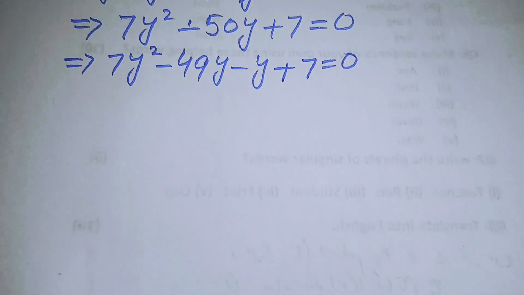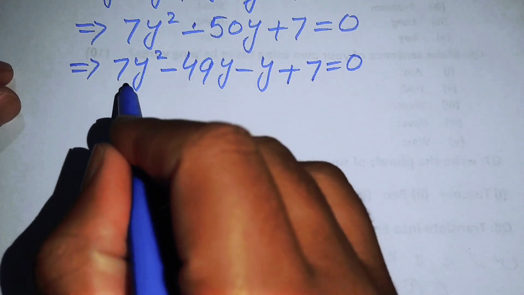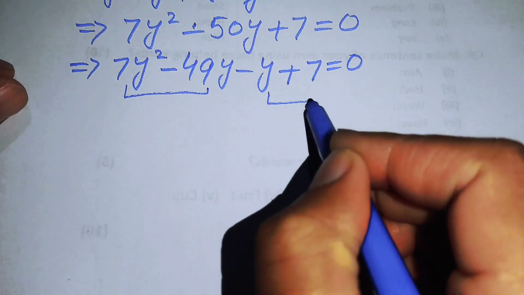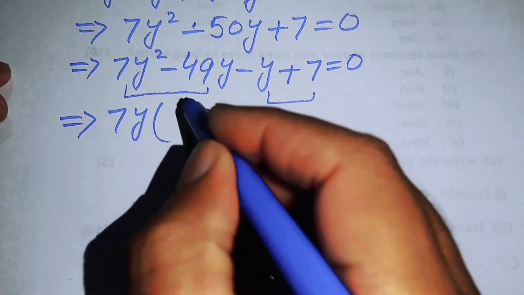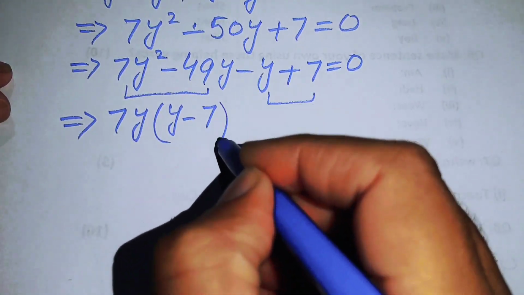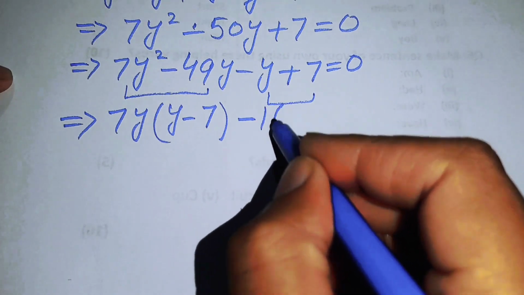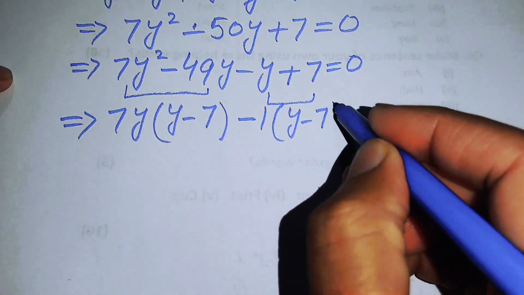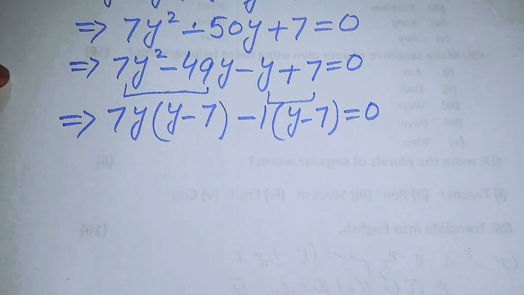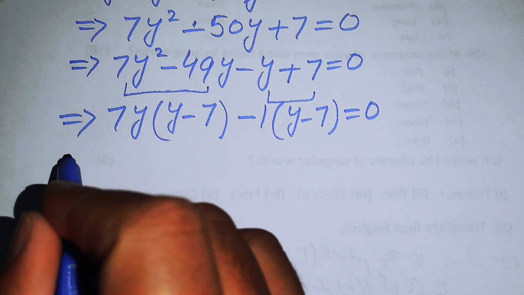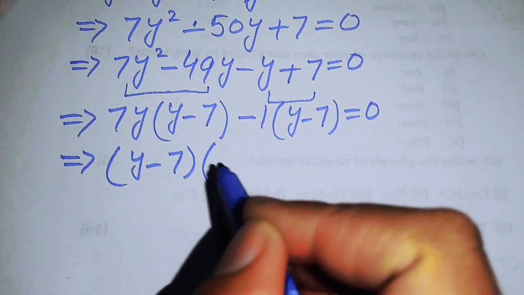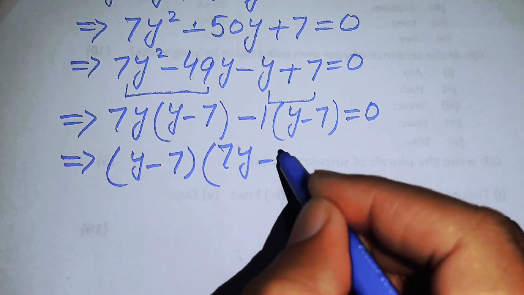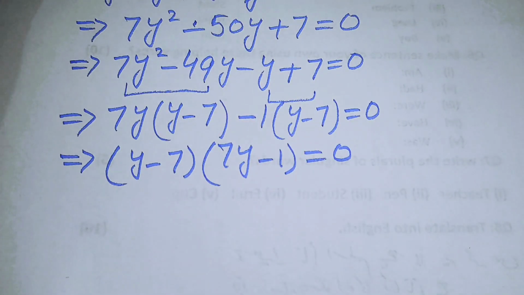In the next step we will take common factors from the first two terms and the other two terms. When you take common 7y, you get y minus 7, and when you take common minus 1, you get y minus 7, and this whole equation equals 0. Now you see we have y minus 7 as the common factor, so we will take it out, and you get y minus 7 times 7y minus 1 equals 0.